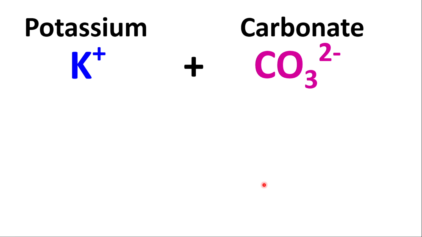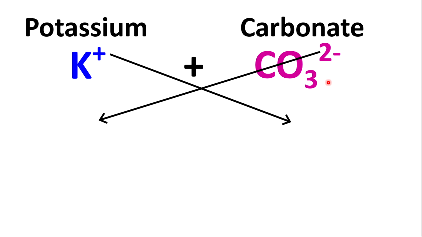Now let's look at this other example here. Potassium, which is positive 1, and carbonate, which is negative 2. Again, the charges are different. You cross multiply. So the potassium side, which is a positive, will be multiplied by what? 2, while the carbonate should be multiplied by 1.